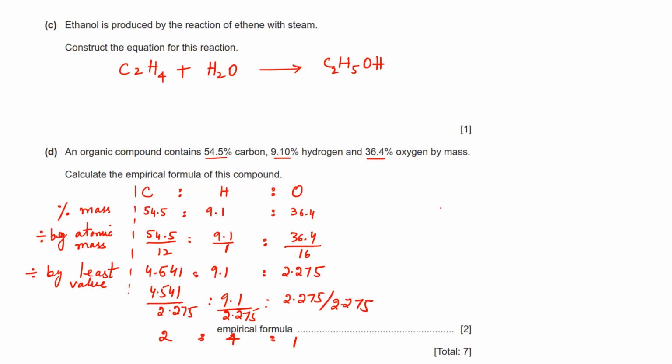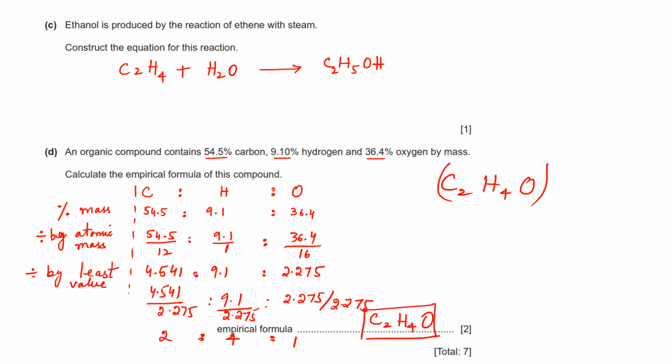So the empirical formula will be C2H4O as it is. So let's write it as C2H4O. This will be our empirical formula for this case.